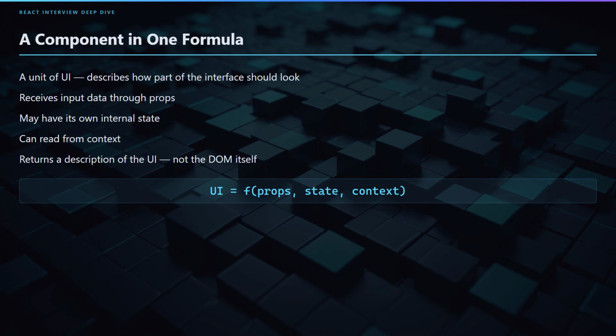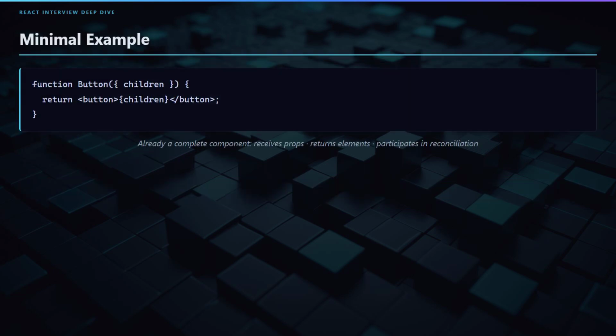A component receives input data through props, may have its own internal state, can read from context, and returns a description of the UI, not the DOM itself, but a description of what should be in the DOM. Here is the minimal example. A function called button that takes children as a prop and returns a button element. That is already a complete React component. It receives props. It returns React elements. And it participates in the reconciliation process.